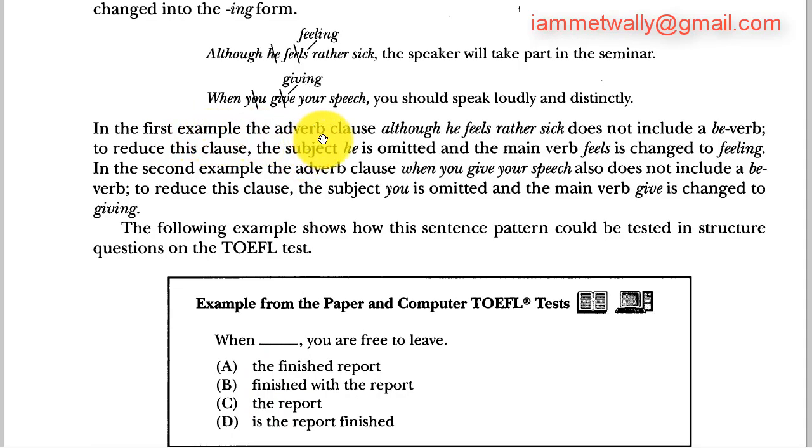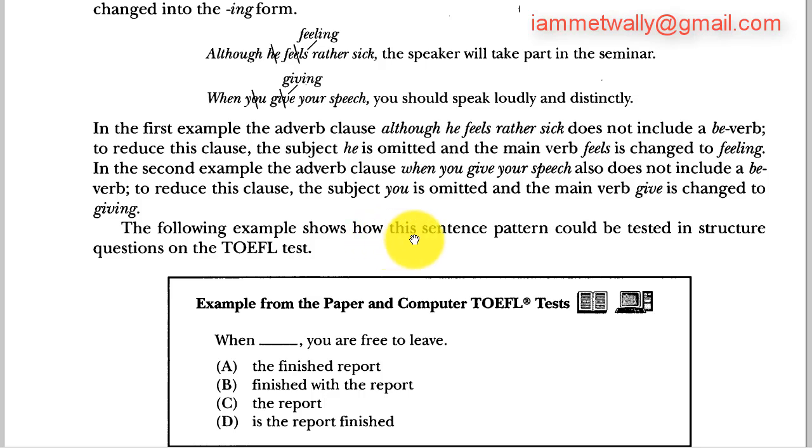In the first example, the adverb clause "although he feels rather sick" doesn't include a be verb. To reduce this clause, the subject "he" is omitted and the main verb "feels" is changed to "feeling." In the second example, the adverb clause "when you give your speech" also doesn't include a be verb. To reduce this clause, the subject "you" is omitted and the main verb "give" is changed to "giving."